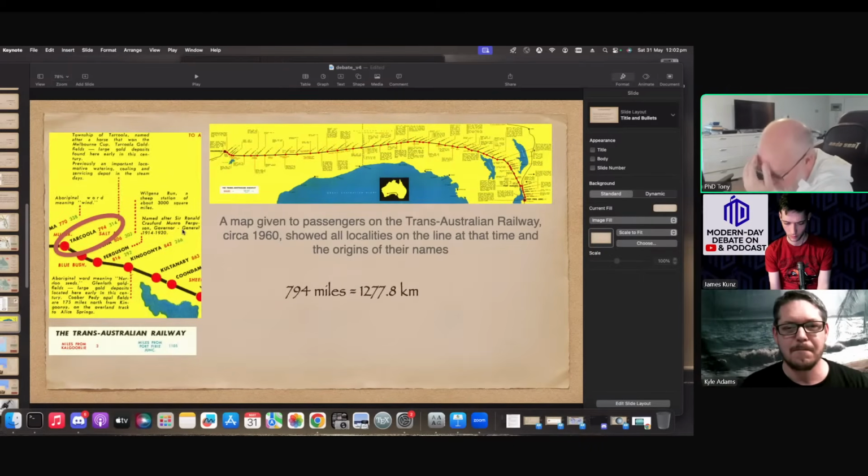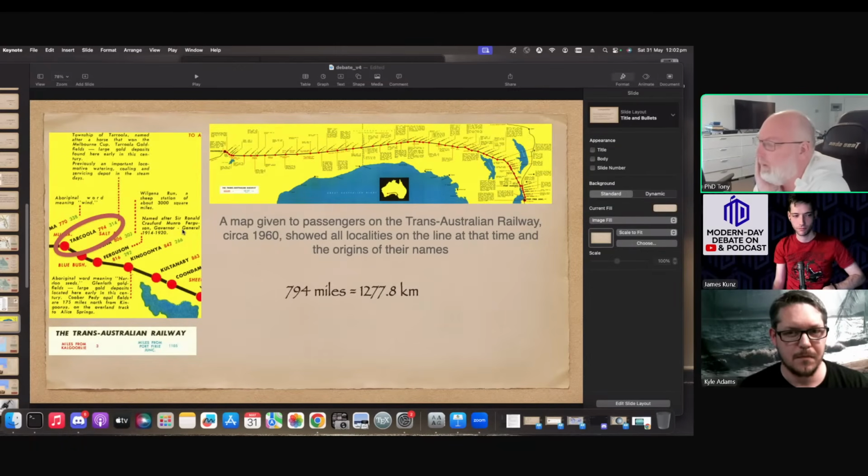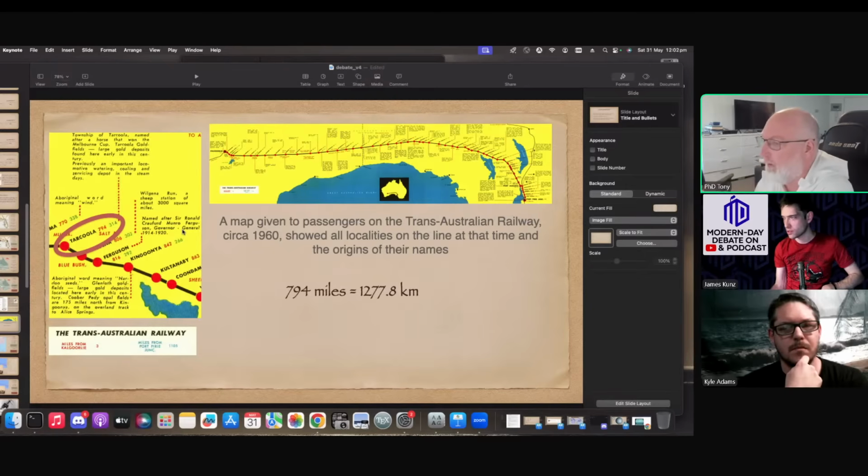Here is a map of the Trans-Australian Railway, handed out to everyone, and at this stage I'm not sure what you want. Do you want me to actually walk 1,281 kilometers?